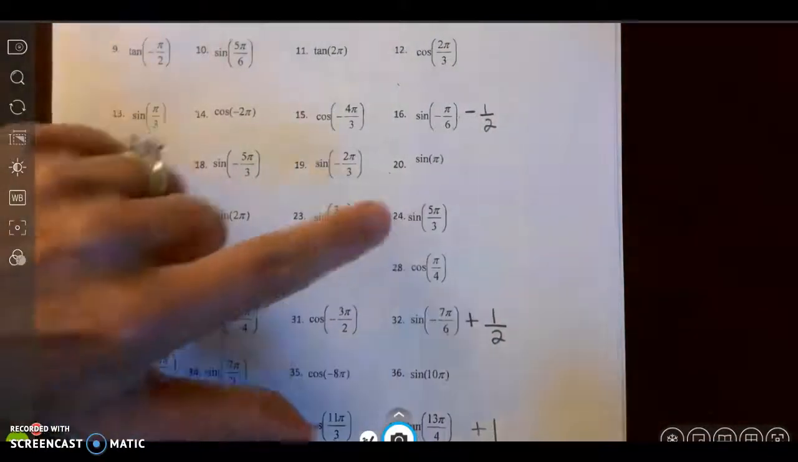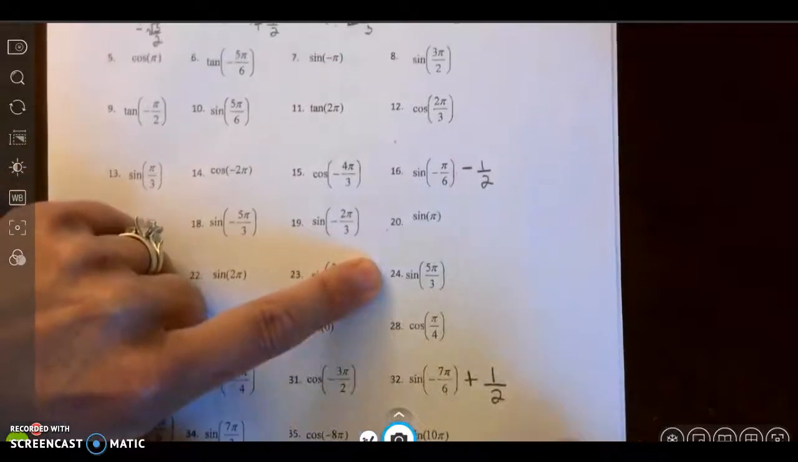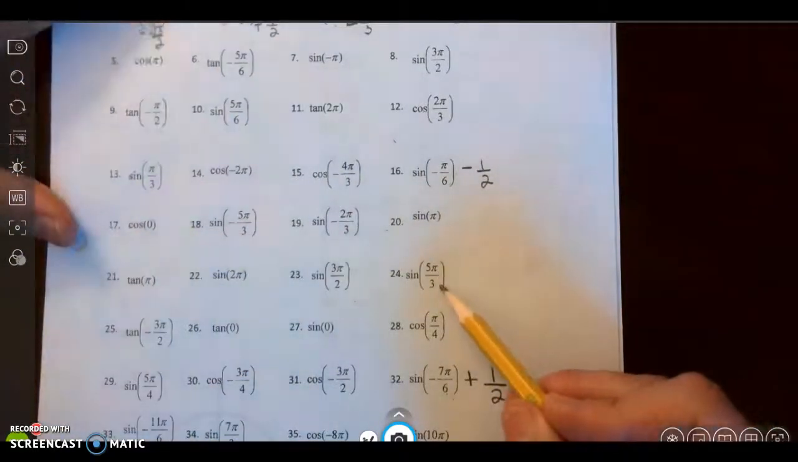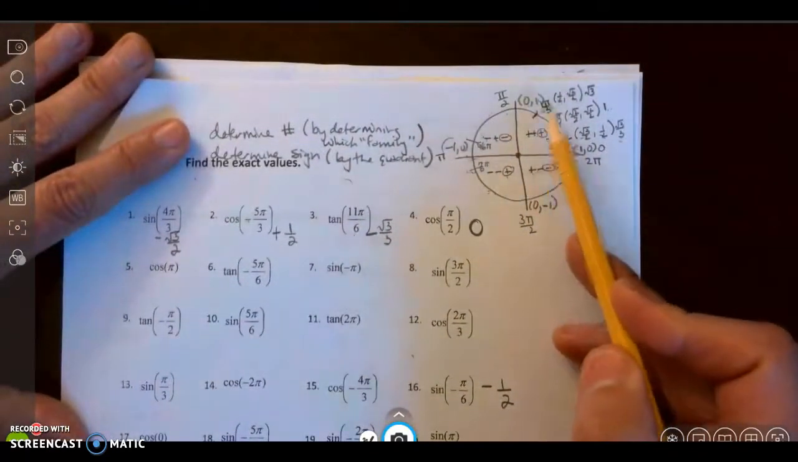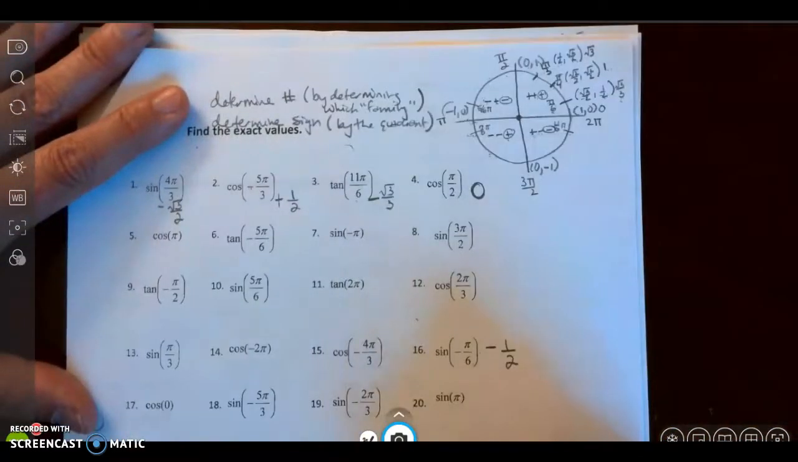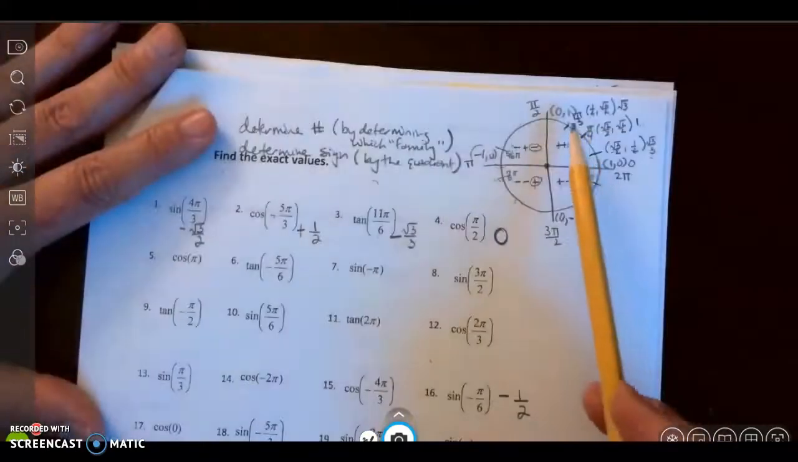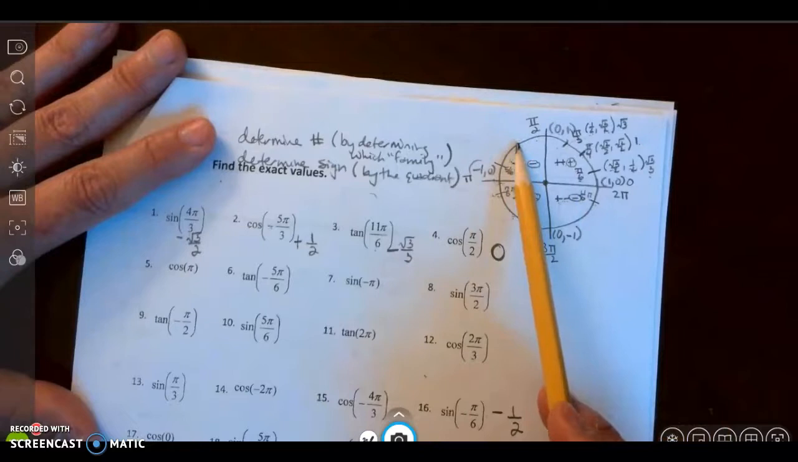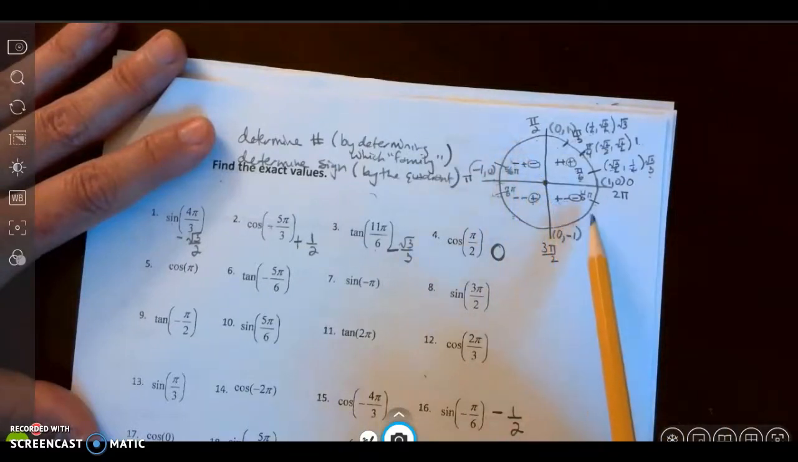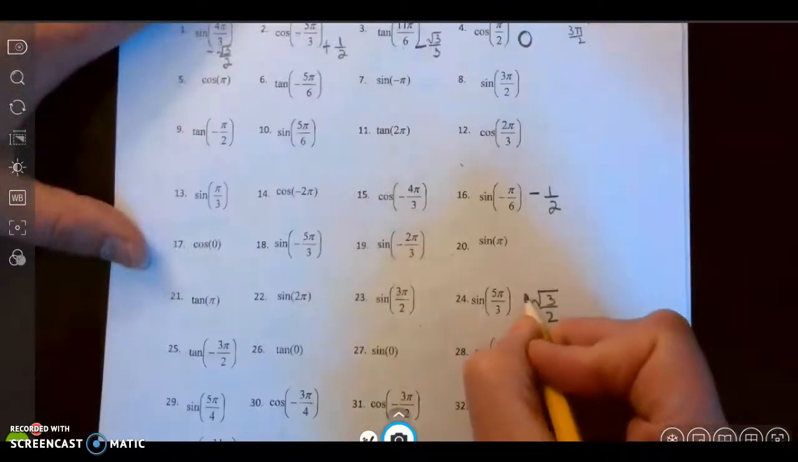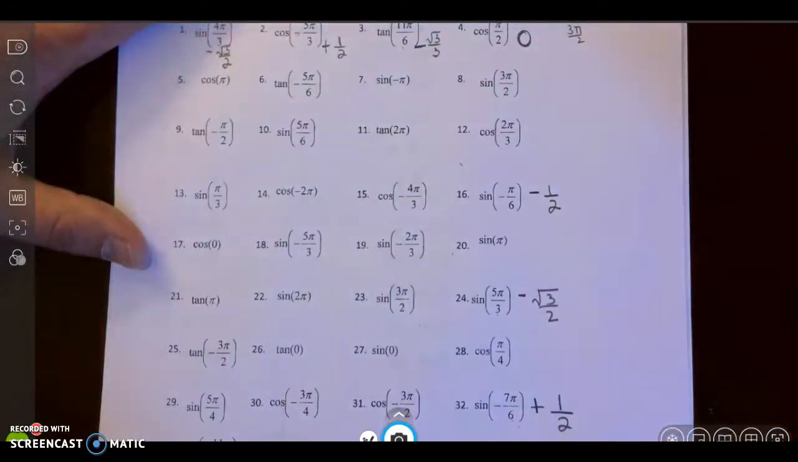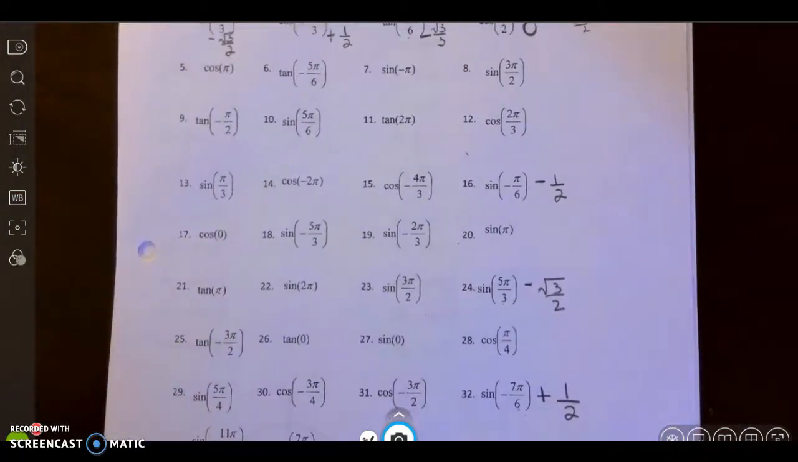Let's do one more. Let's do number 24. Sine of 5 pi over 3. Okay, so sine of my pi over 3 family. Pi over 3 family, sine is square root of 3 over 2. Now I have to figure out where 5 pi over 3 is. Well, I know that this is pi over 3, 2 pi over 3. So across from it would be 5 pi over 3. So I'm going to be in this fourth quadrant where sine, which is my y coordinate, is negative. So number 24 is negative square root of 3 over 2. So that's essentially how you do these.